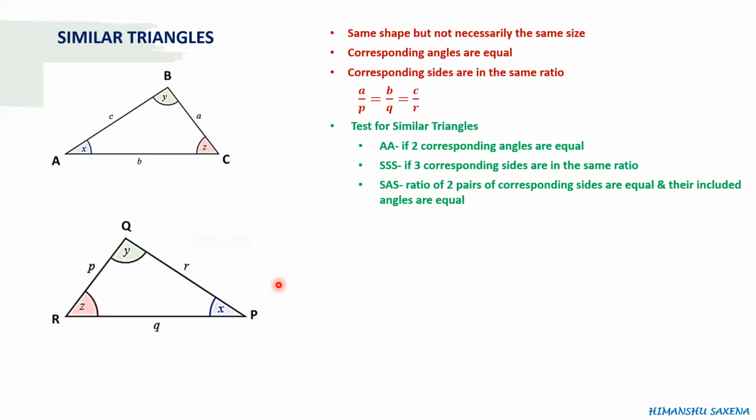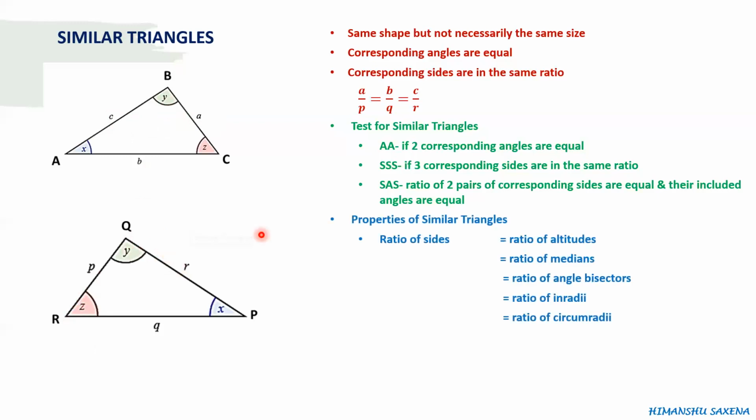Then there is SSS. If three corresponding sides are in the same ratio, then also we can say they are similar triangles. SAS, if the ratio of two pairs of corresponding sides are equal and their included angle are also equal, then also we say that these are similar triangles. So which means that ratio of two pairs, so let us say A divided by P is equal to C divided by R. This we are able to determine, and the included angle is also equal, Y. Then we can say that these two are similar triangles.